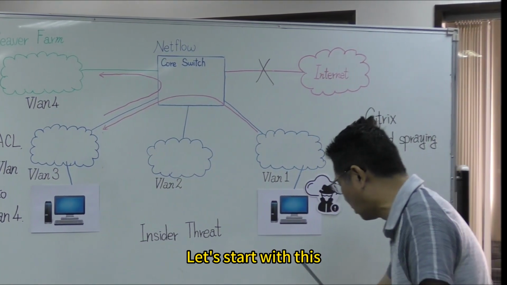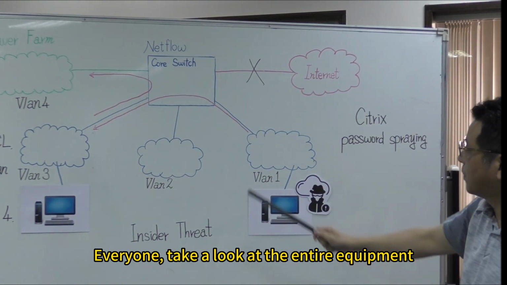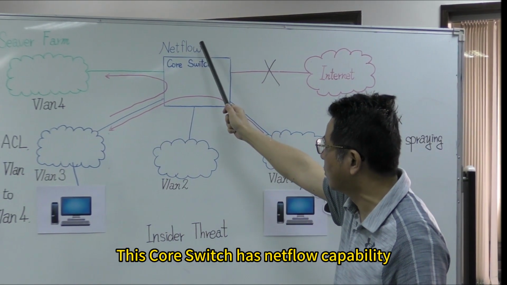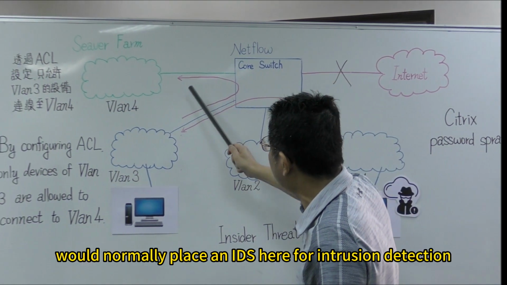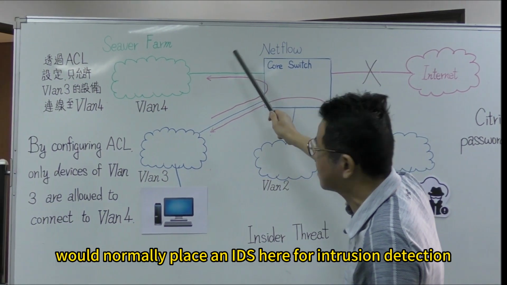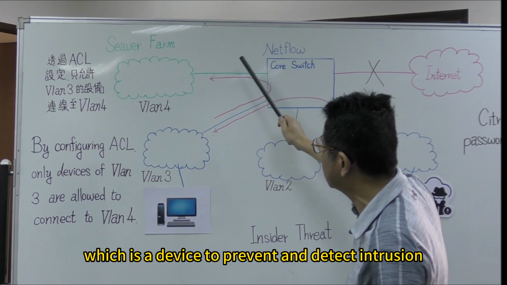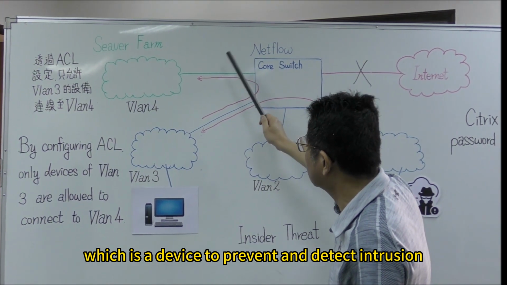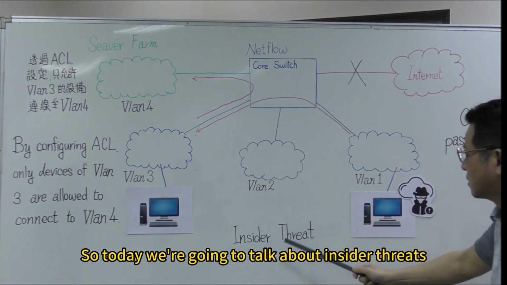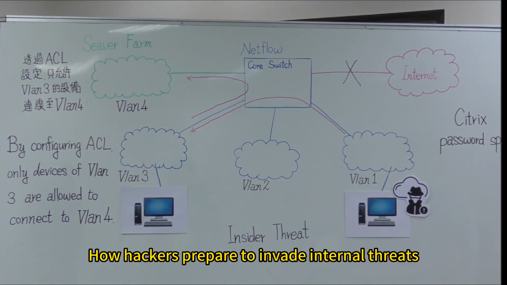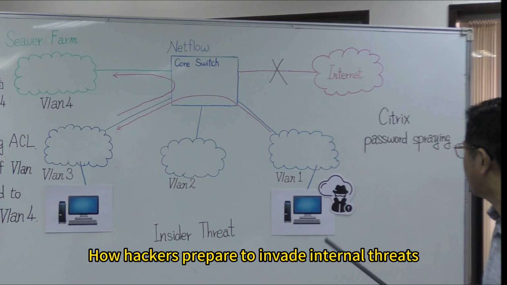Let's start with this. Everyone, take a look at the entire equipment. This core switch has NetFlow capability, and there is a server farm inside. Perhaps the server farm personnel would normally place an IDS here for intrusion detection, which is a device to prevent and detect intrusion, but we are going to skip it for now. So today we're going to talk about insider threats. How hackers prepare to invade internal threats.